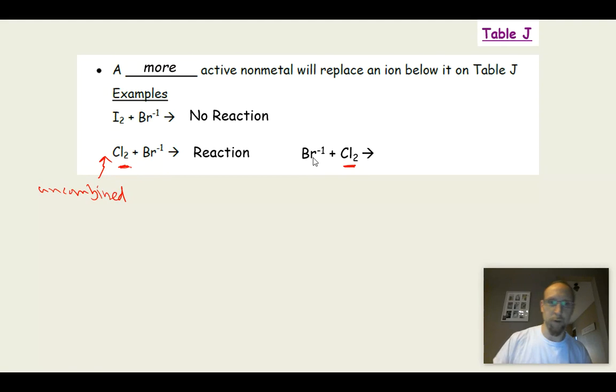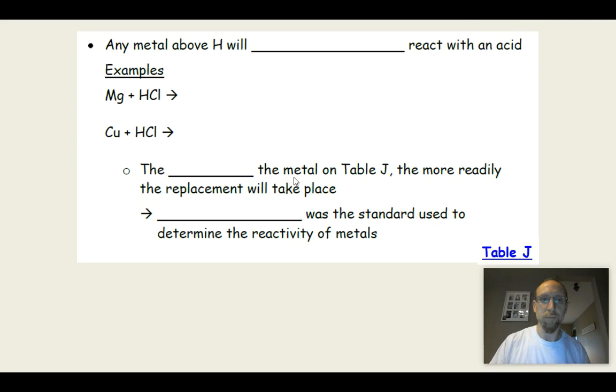All right. So just look for the uncombined element, and you want to compare that to the ion and see if it's higher. If it is, you get a reaction. If it's not, no reaction. That's simple. So now moving on.